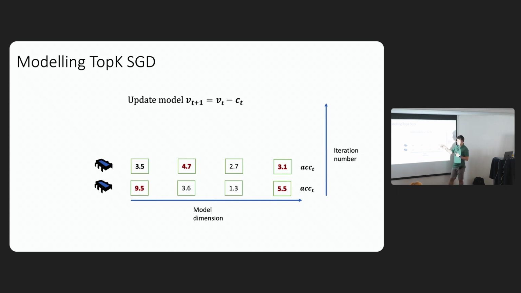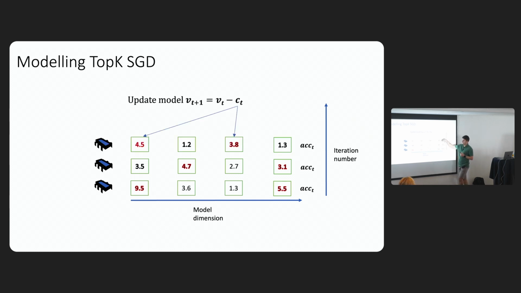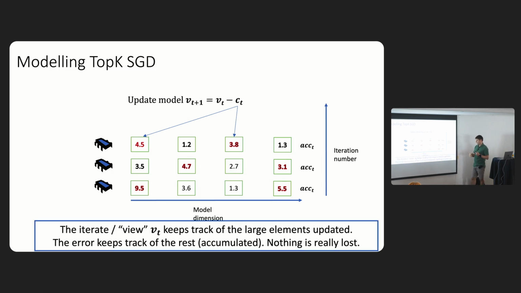This is why I put these in red. Okay? And then we do this again and again and again. And at our update is actually always consists of the largest entries from the accumulated gradient. Okay? All right, good. So basically the iterate keeps track of these large elements that were updated, and the error keeps track of everything else. Okay? And nothing is ever lost, right? We've never zeroed out anything.